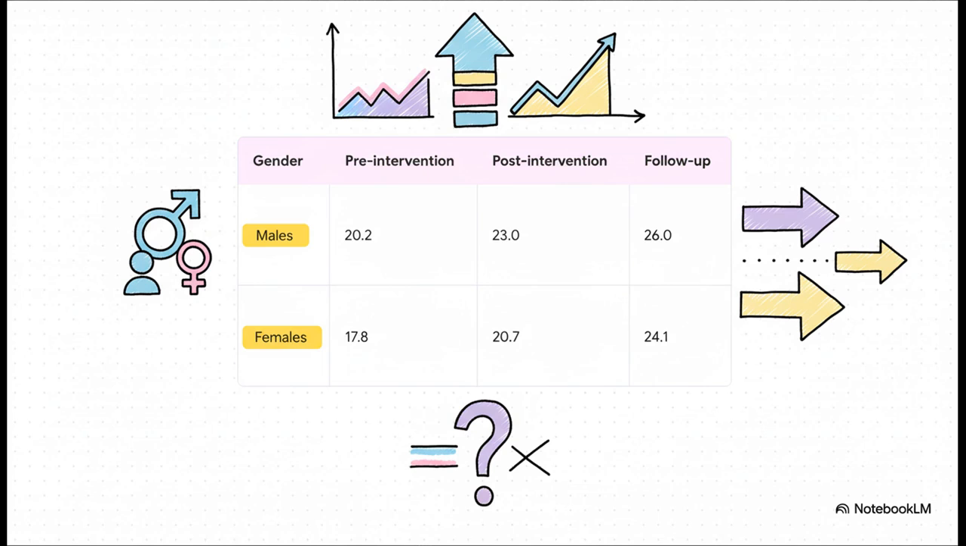And looking at the actual numbers on this table really shows you why. Just look. For males, confidence goes from about 20 to 23 to 26. For females, it goes from around 18 to almost 21 to 24. See the pattern there? Both groups are going up by about 2 or 3 points at each step of the way. The gap between them is staying pretty much the same.